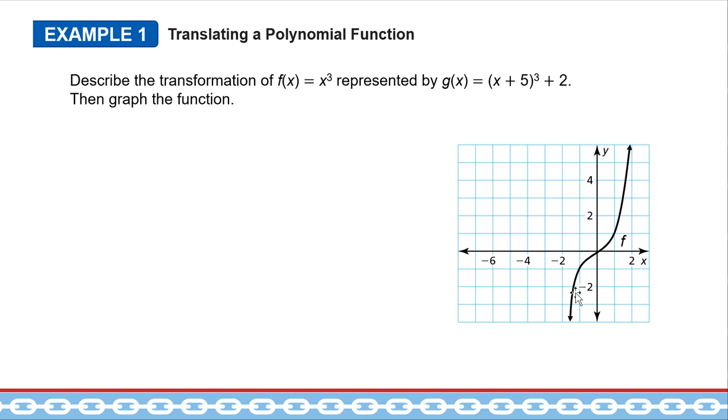So here we have x to the third. On our screen is a graph of x to the third, and we need to graph (x + 5) to the third, plus 2. What I see is this plus 5 is going to shift my graph 5 units to the left, and this plus 2 is going to shift my graph 2 units up. So this point that was on the origin is now going to be at left 5, up 2. That's going to be the main transformation: a translation of that graph left 5, up 2.